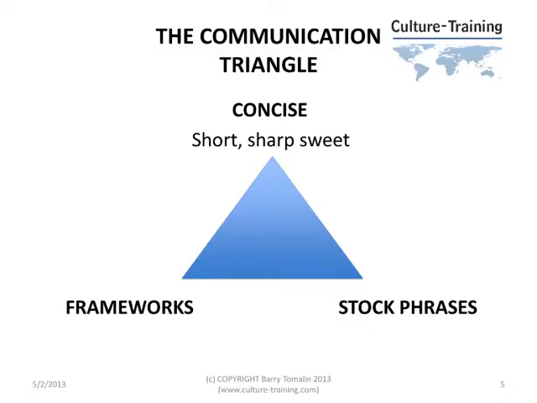Communication models. And the one that I use is called the communication triangle. And here it is. The communication triangle has 3 points. The first is concise. Keep it short, keep it sharp, and keep it sweet. And I'll explain that in more detail in a minute.